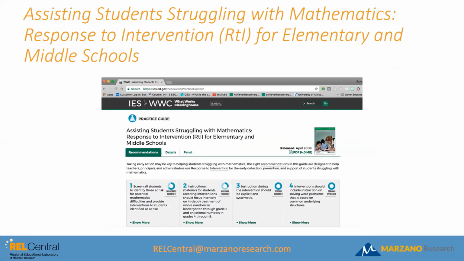You'll notice that if you have not downloaded yet the practice guide, you can do that free at the URL that's listed on this slide. And if you have downloaded it and you have it in front of you, you'll also notice that as we're looking at the screen that's showing, there are 4 recommendations. And next to the recommendation, there is a symbol that says moderate evidence, minimal evidence, and strong evidence. We want to talk just a little bit about what that means so that we can interpret the information very clearly.